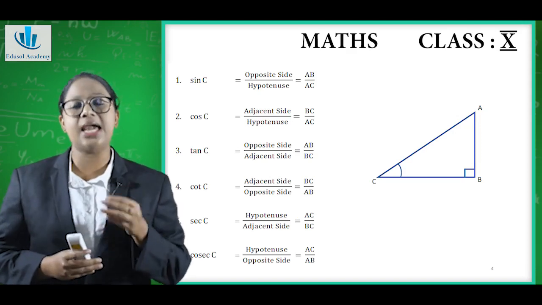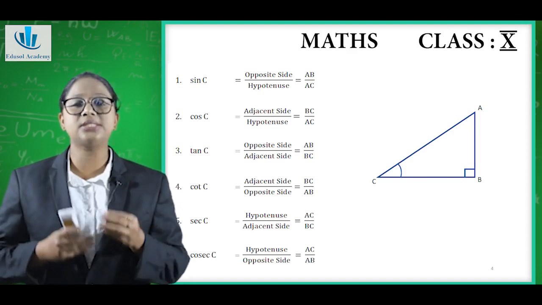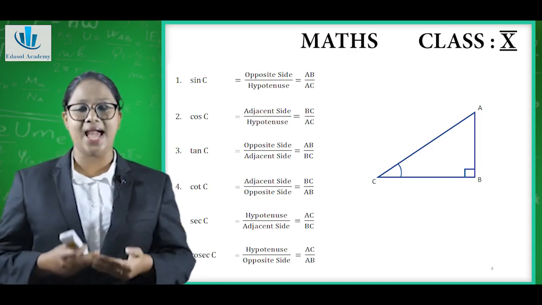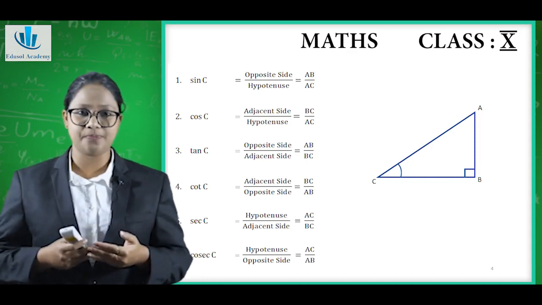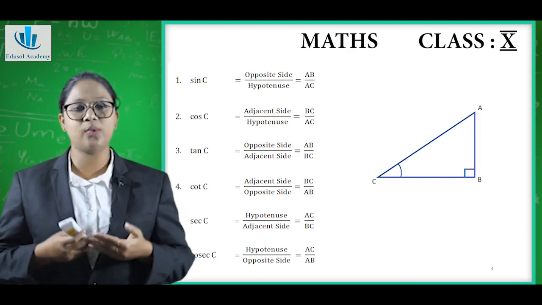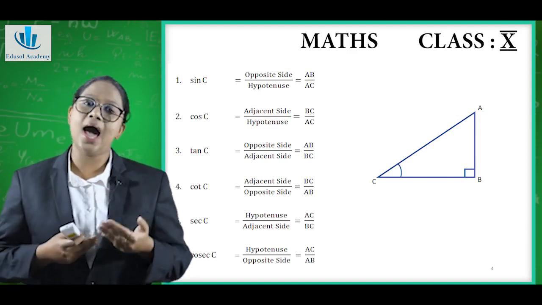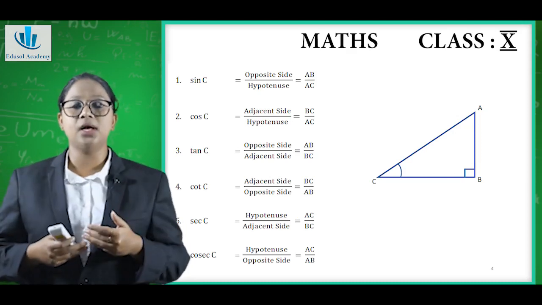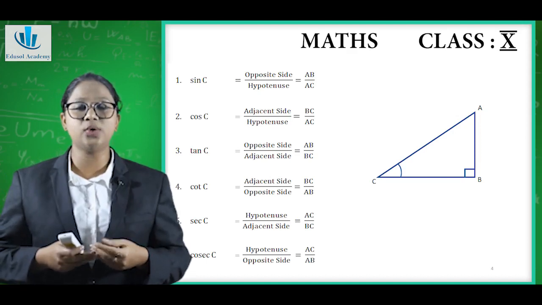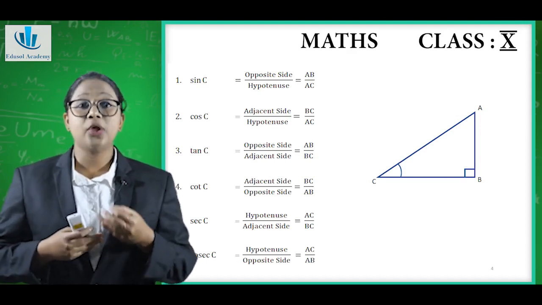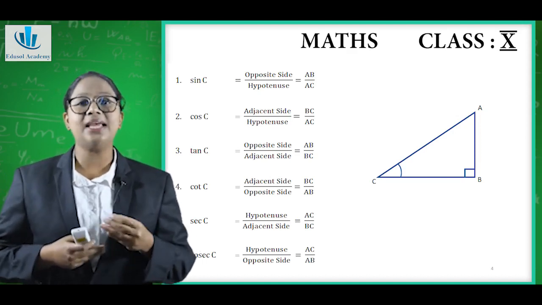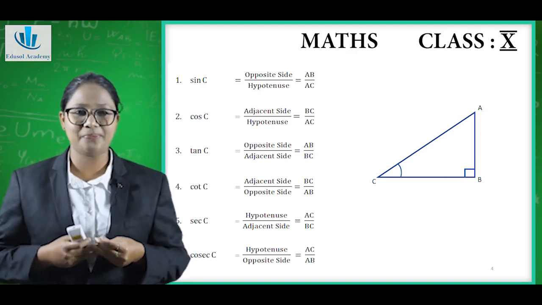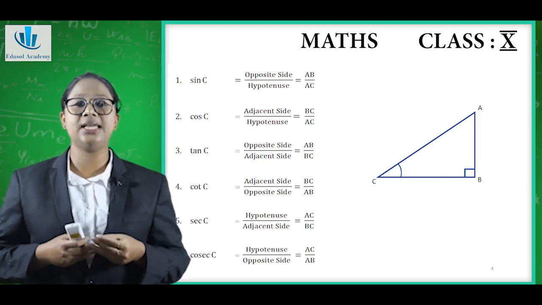So let's take sine of an angle. Sine is the ratio of the side that is lying opposite to the angle and the hypotenuse. So sine of an angle is equal to opposite side by hypotenuse. So when we say sine C, with respect to this figure, we can say sine C is equal to AB by AC. You can see from the figure, AB is the side lying opposite to C and AC is the hypotenuse.